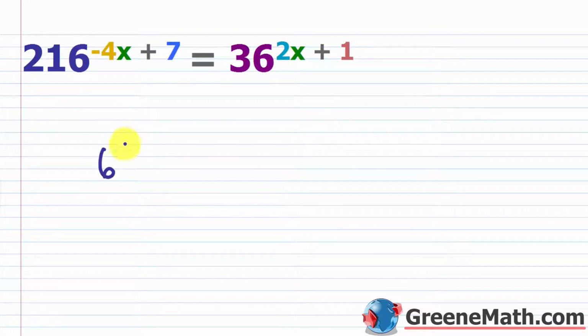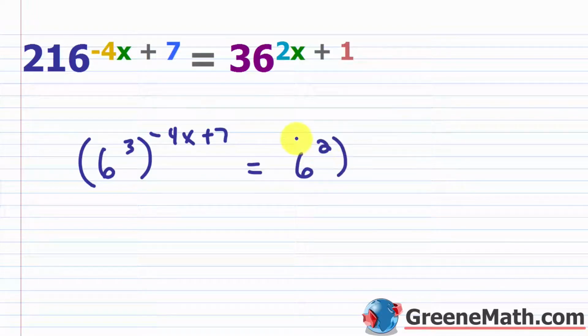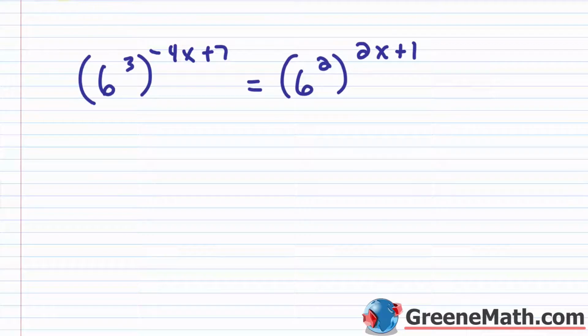So you're going to have 6 cubed, and this is raised to the power of negative 4x plus 7. And this equals 6 squared, and this is raised to the power of 2x plus 1. So here's where people start to make mistakes. Make sure that this 3, when you do your power to power rule, gets multiplied by the whole thing. Make sure that 2 over here gets multiplied by the whole thing. So let me break this down so you don't get lost.